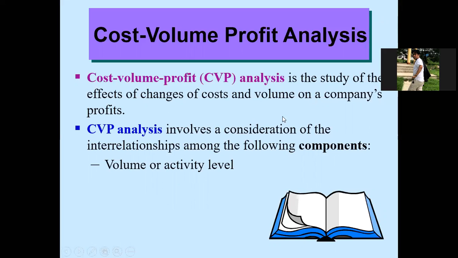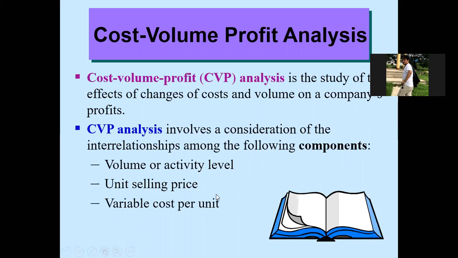Volume, the selling price, the variable cost per unit, and the total fixed cost. Why? Whatever happens, these three, even the CM, will remain the same regardless of the changes in your activity and the sales mix. After this, I think we will discuss sales mix, because it is part of cost accounting.